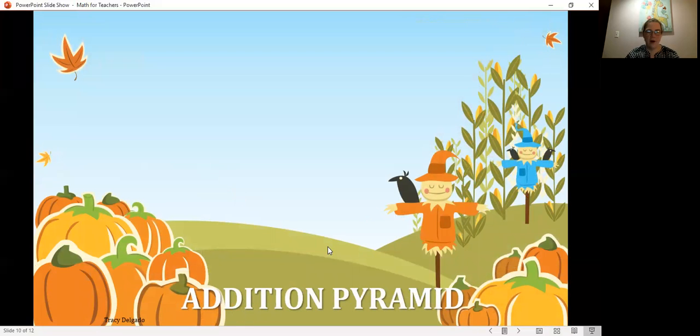Next, we have our addition pyramid. Our puzzle had 25, x, 7, and 3. So the 25, I did 15 plus 10. That gives us 25. And 15 minus 7 will give us 8. 10 minus 7 gives us 3. So in this case, x is equal to 8.